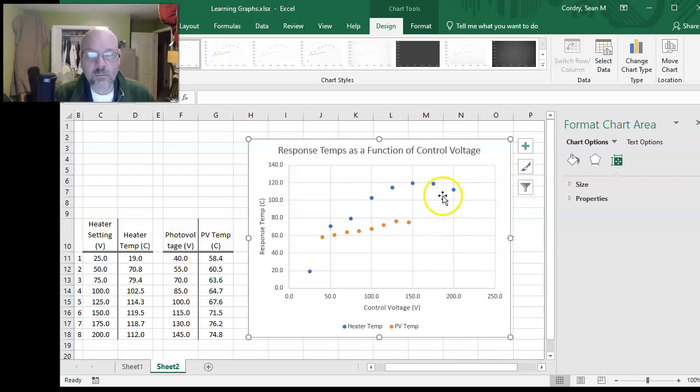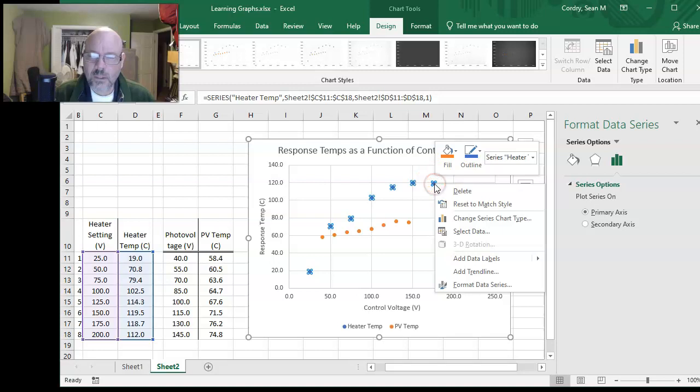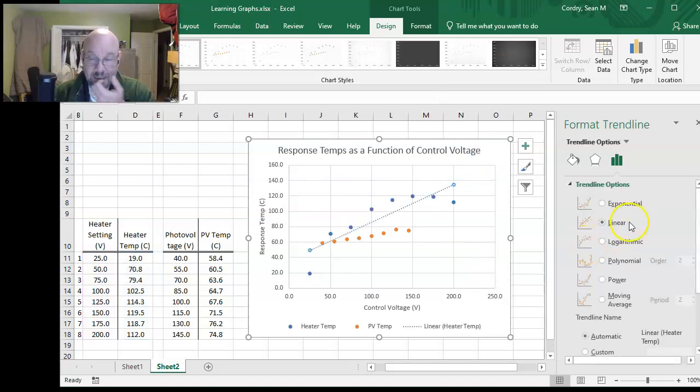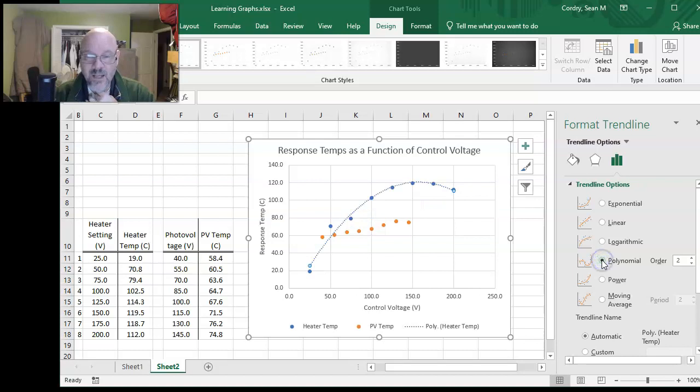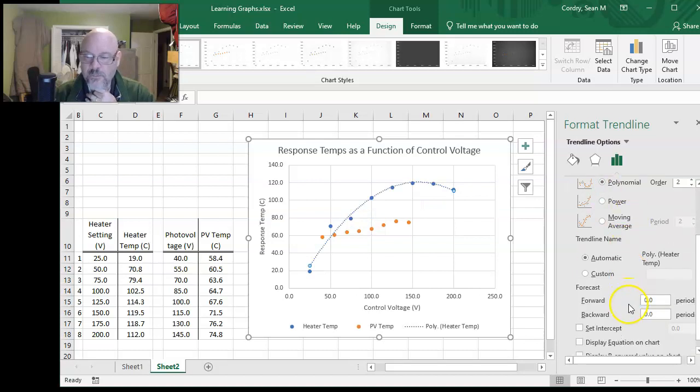Okay. Now we're going to get some trend lines on here. And I've right clicked on the blue, add trend line. Okay. This one looks not linear. Let's call it polynomial order 2. Okay, let's forecast just a little bit. Look at my units down here. Okay, 50, 100, and so on. So let's forecast by 20 forwards and backwards.